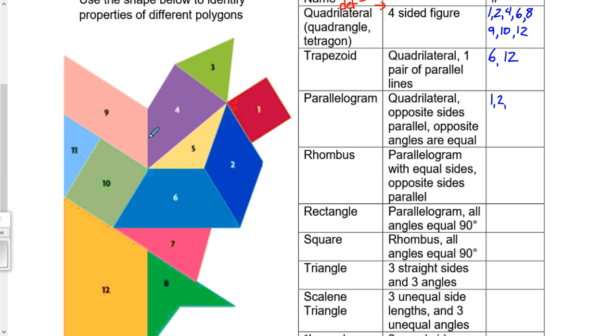Four. Let's see, we have no equal angles and we also don't have any parallel sides in four. Question six, we do have one set of parallel lines, but we don't have two opposite sides parallel, and opposite angles are for sure not equal. Eight, not even. Nine, opposite sides parallel, opposite angles, yeah, they'll be equal. Nine is a parallelogram. Parallel, equal angles, yep, 10. 12, no, it's not.